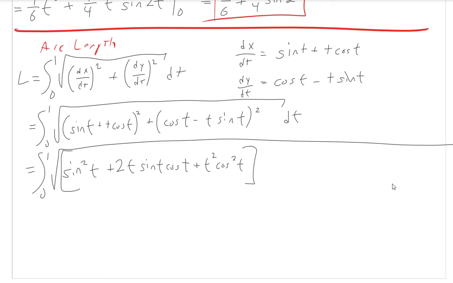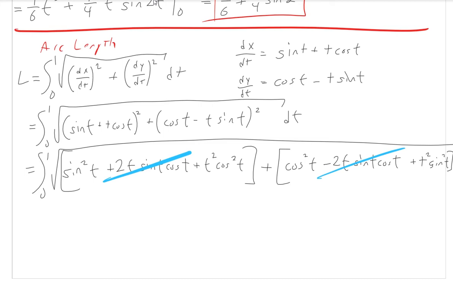That's the first piece. Just bracket so you recognize the first piece. The second piece will give you cosine squared t minus 2 times t sine of t cosine t plus t squared sine squared t. All right, initially we already see this piece and this piece cancel out. They're the same.